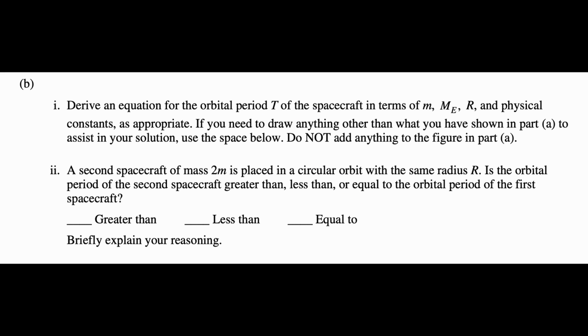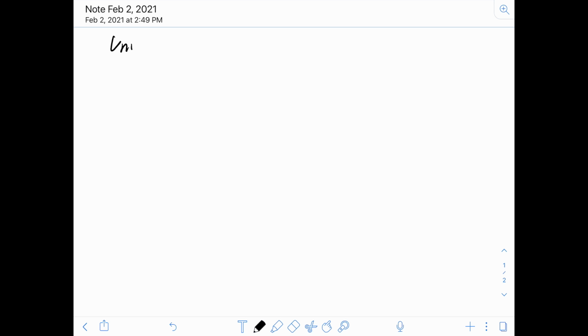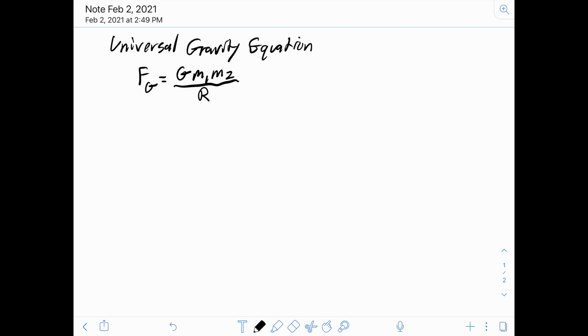The next question asks us to derive an equation for the orbital period T of the spacecraft in terms of mass of the spacecraft, mass of Earth, radius of the orbit, and other physical constants. To derive this equation, we'll start with the universal gravity equation and Newton's second law, both of which are provided on the AP equation sheet. So the universal gravity equation states that the force of gravity equals the gravity constant multiplied by m1, or the mass of the larger object, multiplied by m2, which is the mass of the satellite, all over the radius of the orbit squared. On the other hand, Newton's second law states that force net equals mass times acceleration.